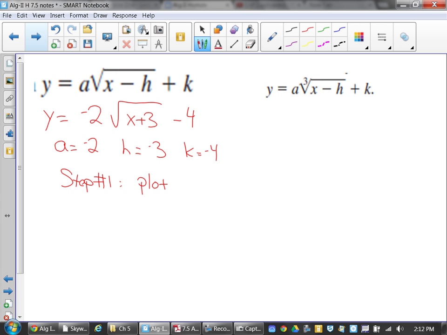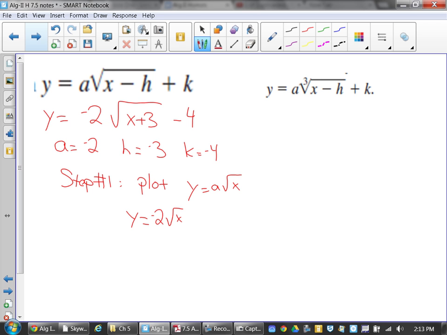So we're going to plot the parent. Now, the parent function for these is going to look like this: y equals a root x. You're taking out your shift, getting rid of the h and the k, but you're leaving the a value. So what we're going to do is plot y equals -2 root x.